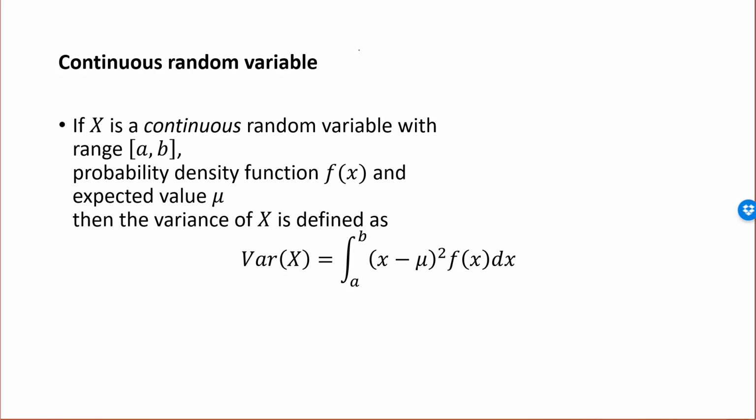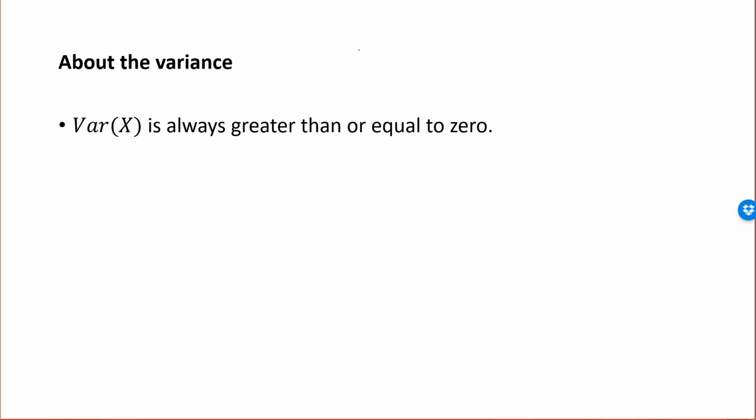Alright, so we have the definition for the discrete and the continuous, but they have the same interpretation. It's a measure of the spread in the possible outcome. More exactly, it's the weighted average of the square deviation from the mean, where we weigh with the probability mass function in the discrete case and the probability density function in the continuous case.